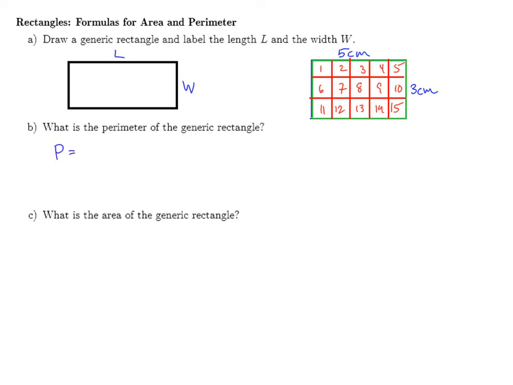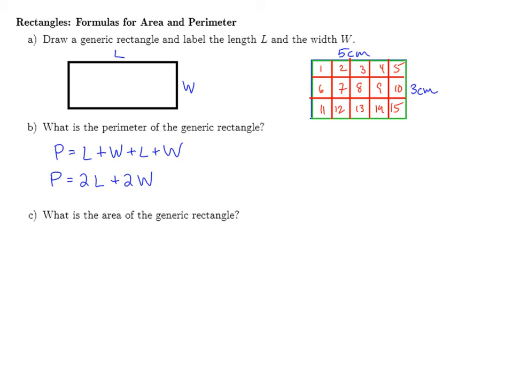I can look at as, and as I added it last time, I could take length plus width, plus length, plus width, and if I use the commutative property of addition, I can group those two L's and those two W's, and that makes my formula 2L plus 2W, and I'll use P for the perimeter. So I write P equals 2L plus 2W.